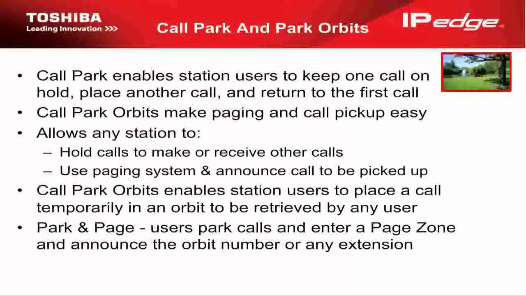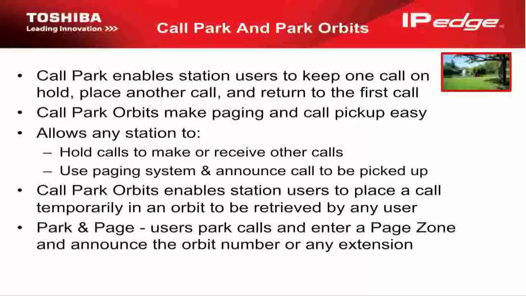Call Park enables the station user to keep one call on hold, place another call, and return to the first call. Parking a call to your phone is called Local Park. Parking a call on someone else's phone is called Remote Park. If a general parking orbit is used, it is called Auto Park.